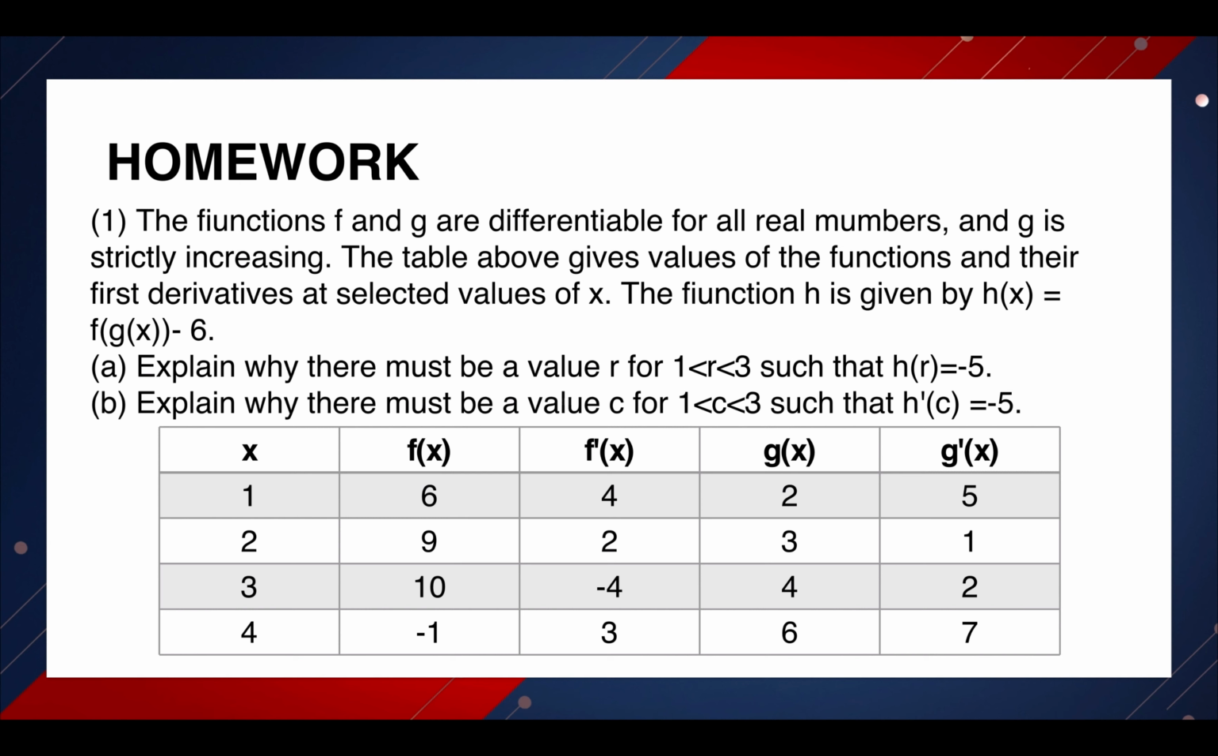Question A is: explain why there must be a value r in the interval 1 to 3 such that h(r) is equal to negative 5. And question B is: explain why there must be a value c, for c bigger than 1 and smaller than 3, such that the derivative h'(c) is negative 5.